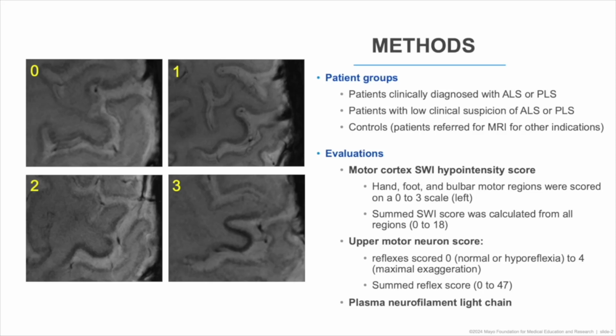The degree of hypointensity in the cortex, in the hand, foot, and bulbar motor regions were scored on a 0 to 3 scale. And from that, the scores were summed to a total SWI score. We also had plasma neurofilament light chain data in about 80% of patients.